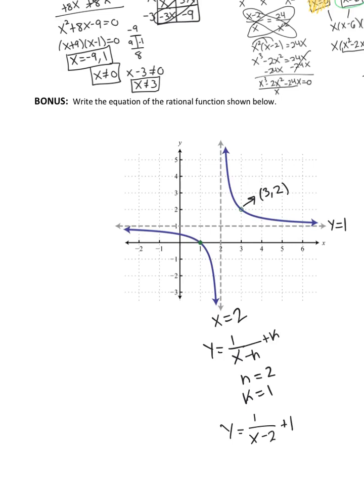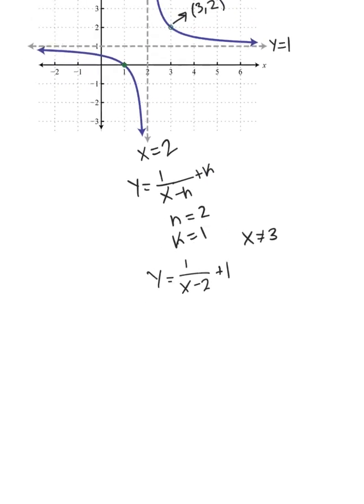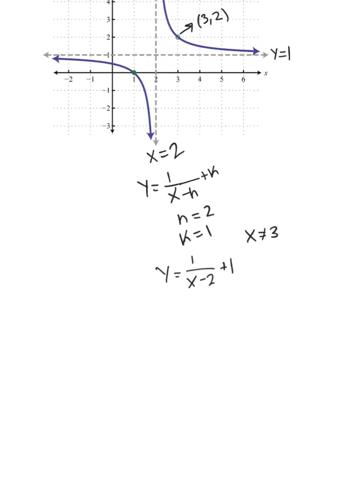But I have a hole at 3, 2. So that means that the x value of 3 is restricted for my domain. What would cause that to happen is if you had a factor of x minus 3 on the top and the bottom. So if I add 3 to both sides, that's where the x equals 3 is coming from. So I know I need to make a factor of x minus 3 on the top and the bottom. That's going to cancel out. That's going to generate the hole.